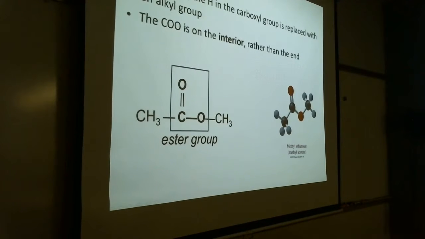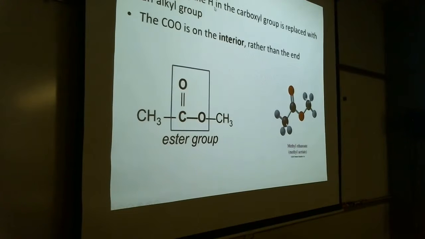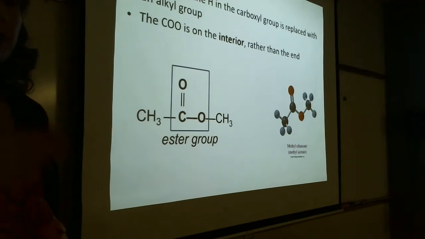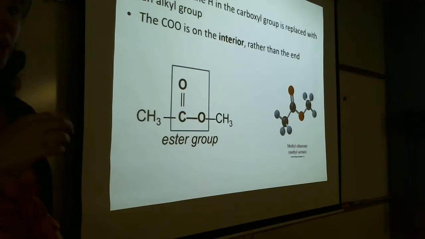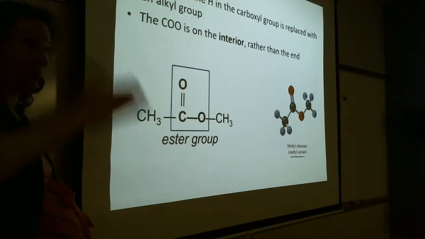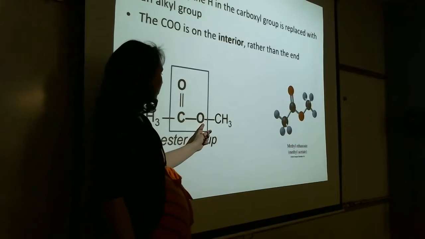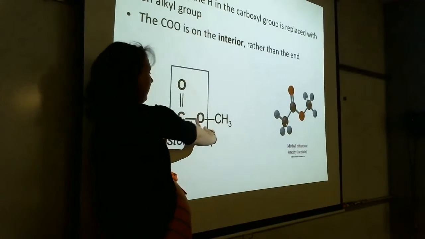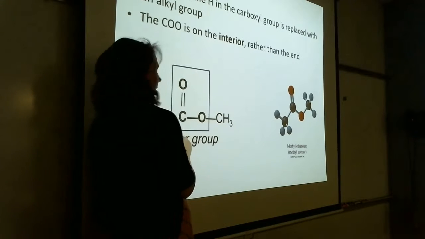So, like I said, in an ester, that H is gone, right? Because a carboxylic acid is COOH, so an ester is just COO, and it's on the interior of a molecule. A carboxylic acid has to be on the end, because hydrogen can only form one bond. You can't have the chain continuing on the other side of a hydrogen. Hydrogen stops the chain. Whereas an ester, because there's no hydrogen, is on the interior, so it can have anything on that side, anything on this side.